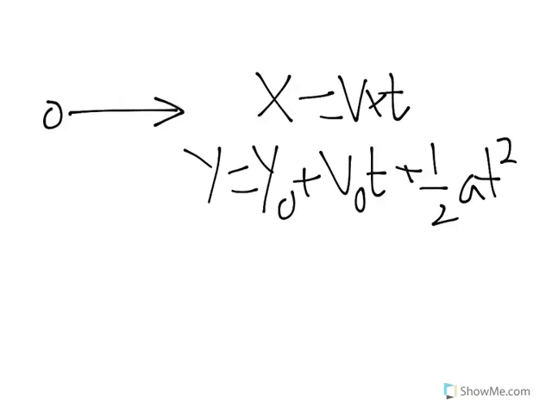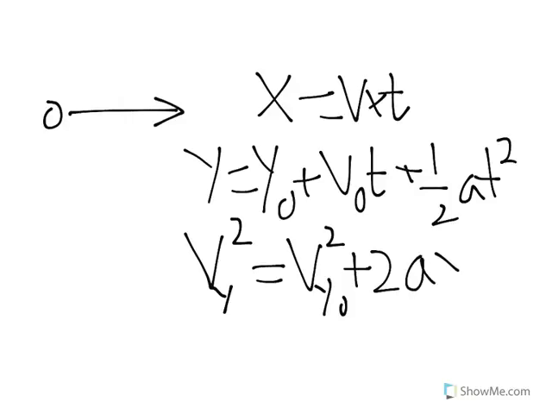Or we can say that the velocity in the y direction, v sub y squared, equals v sub y naught squared, the original y velocity squared, plus 2a y. So either of these equations work. So what we have to do is put this together somehow. And we do this step by step and very carefully. So let's take another example.